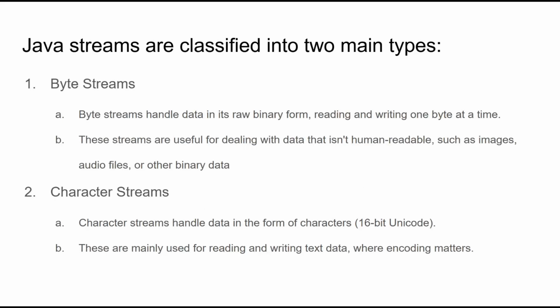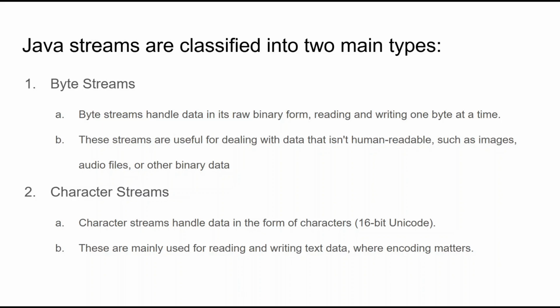In Java, streams are classified into two main types: byte streams and character streams. These two are differentiated based on which type of data they handle. If the data is not related to text, like an image, video, audio, or something else which is not in a readable text format, it is handled by byte streams. If the data is in a readable form, like text data, we have a separate classification called character streams. Let's see one by one.